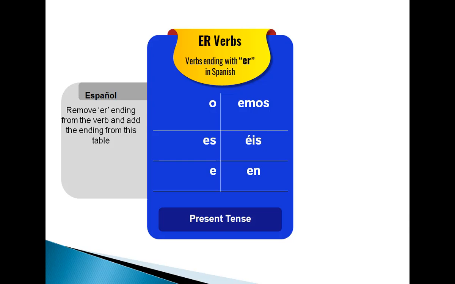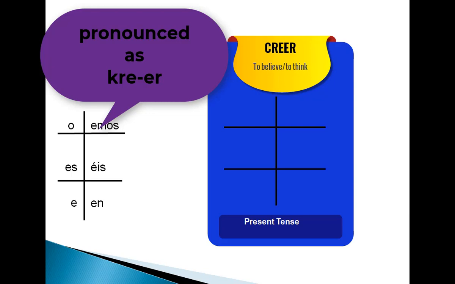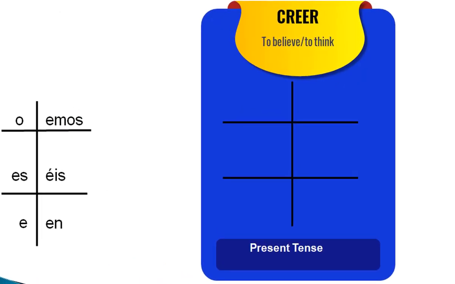Let's check a few examples. The first verb that we have in here is creer, which means to believe or to think. So, what will be their conjugated forms for each of the persons? I believe or I think, creo. We remove this ER ending and we add these corresponding endings based on what form we are talking about. I think, creo.